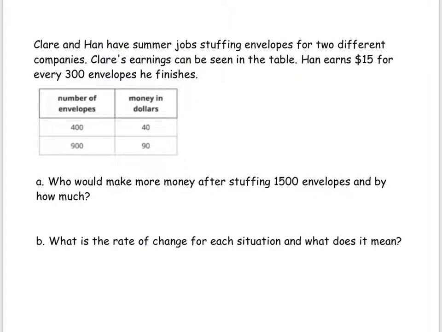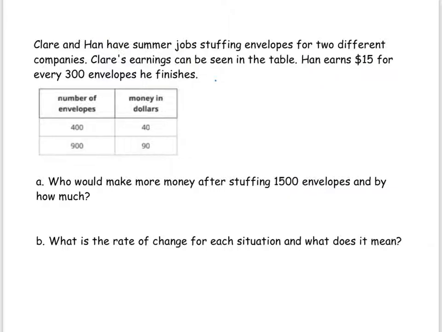All right, look at this next one. It says, Claire and Han have summer jobs stuffing envelopes for 2 different companies. Claire's earnings can be seen in the table. Han earns $15 for every 300 envelopes he finishes. Who would make more money after stuffing 1,500 envelopes and by how much?